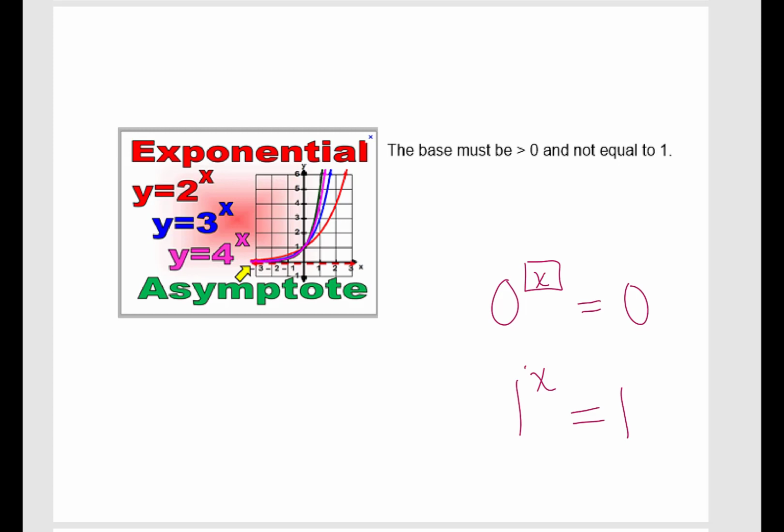So notice that here in these functions, as my base increases, I'm still passing through 0, 1 right here, right? And there's a horizontal asymptote at y equals 0.